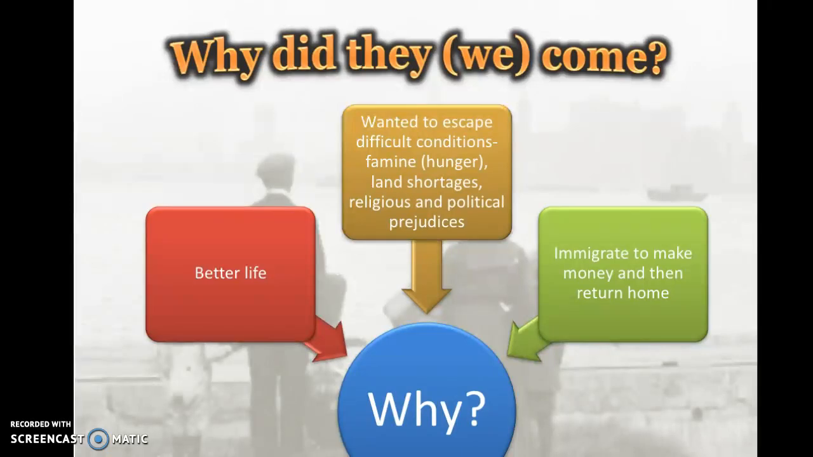Some of these are pretty obvious, I think, and some of them we can assume, right? So there were things like they just wanted a better life. America was booming. We had just finished the Civil War. We were back together. We were becoming much more modernized with industrialization in our cities. We had a lot to offer. So some people wanted to leave Europe and come here for a better life.